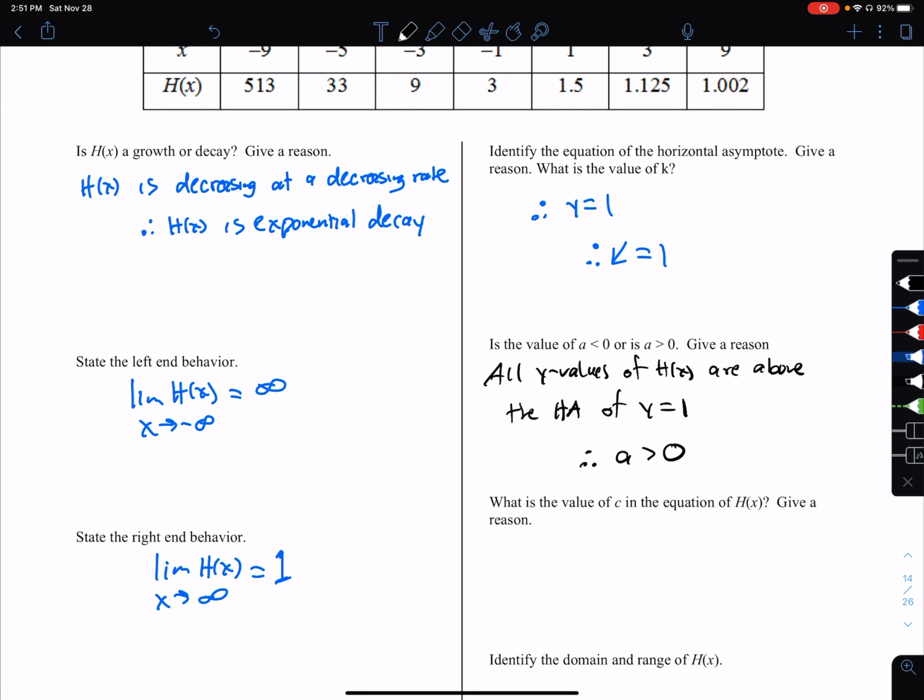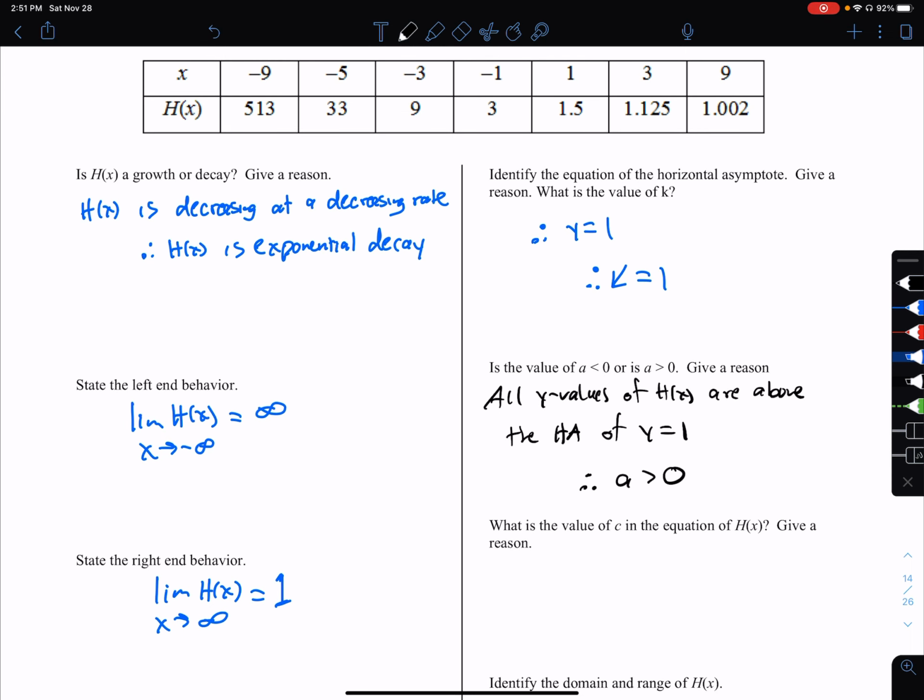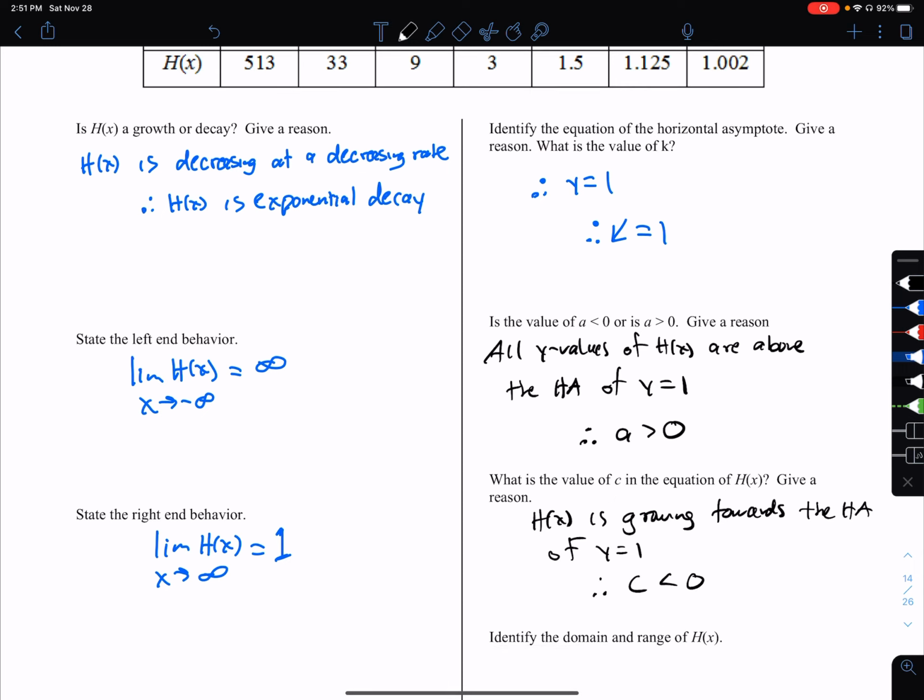What is the value of c in the equation? Give a reason for your answer. Well, are these y values getting closer to the horizontal asymptote or further away? We could say h of x is growing towards the horizontal asymptote of y equals 1. Therefore, c is less than 0.